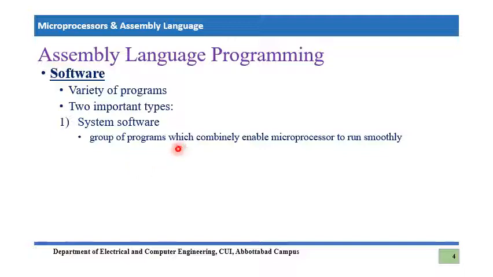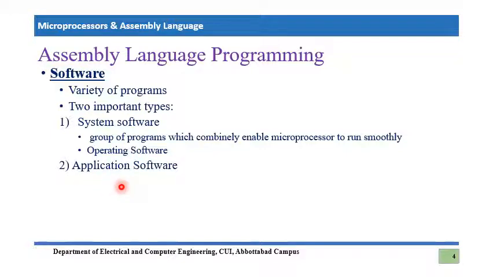That means there are some groups of programs which are basically responsible for management of the overall microprocessor and its processes. So they are actually enabling the microprocessor to run smoothly. Without these management programs or management software, a microprocessor cannot run smoothly. A very easy example of system software is the operating system, for example Windows and so on.